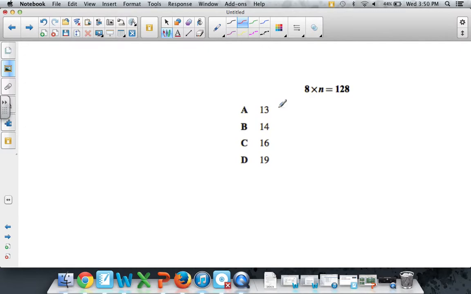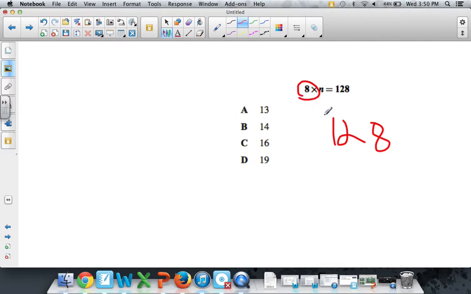Then we have 8 times n equals 128. Well, that's not so bad. It's the same thing as having a blank. That n is just like a blank. But what is n? Well, 8 times what equals 128? That might be hard to figure out just in your head. So you might have to do the inverse operation again.